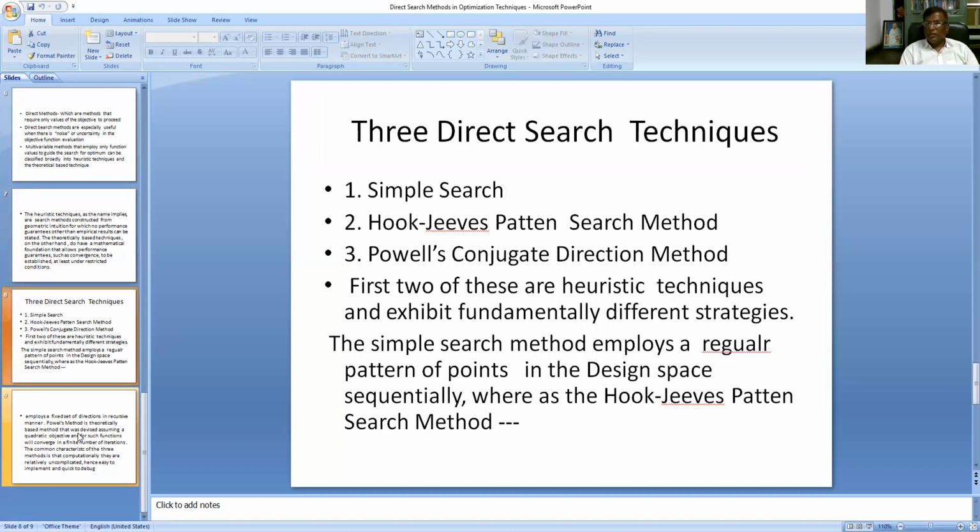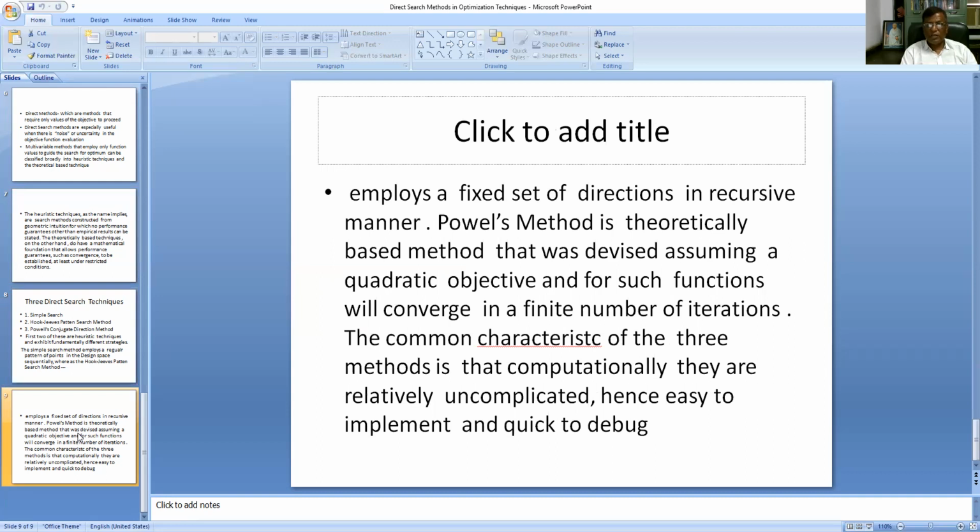There are three direct search techniques in direct search methods. The first one is simplex search. The second one is the Hooke-Jeeves pattern search method. And the third one is Powell's conjugate direction method. The first two of these are heuristic techniques and exhibit fundamentally different strategies. The simplex search method employs a regular pattern of points in the design space sequentially, whereas the Hooke-Jeeves pattern search method employs a fixed set of directions in a recursive manner. Powell's method is a theoretically based method that was devised assuming a quadratic objective, and for such functions it will converge in a finite number of iterations.